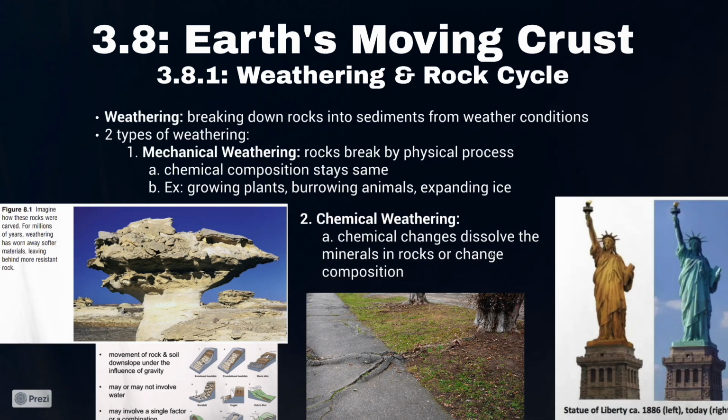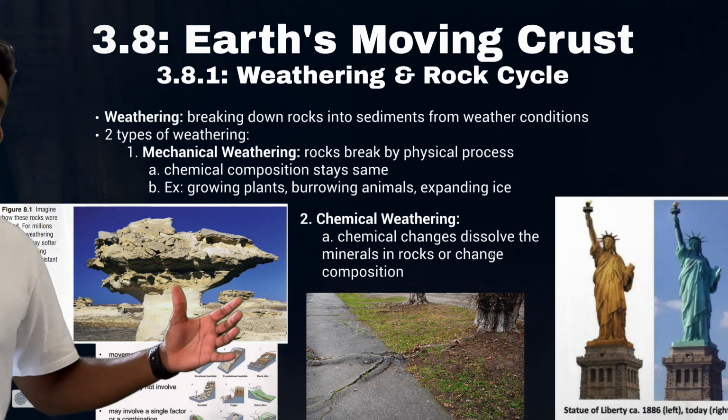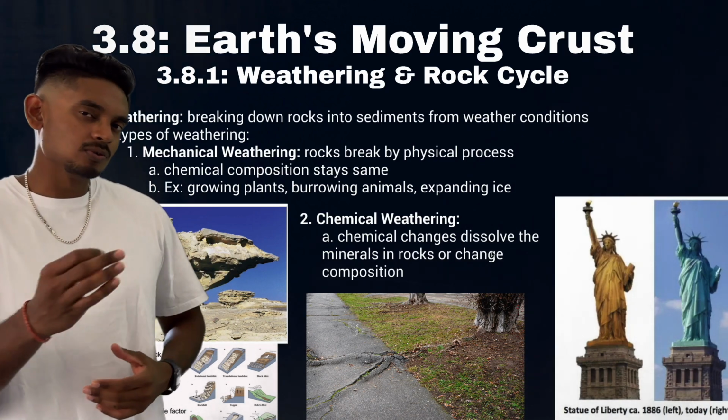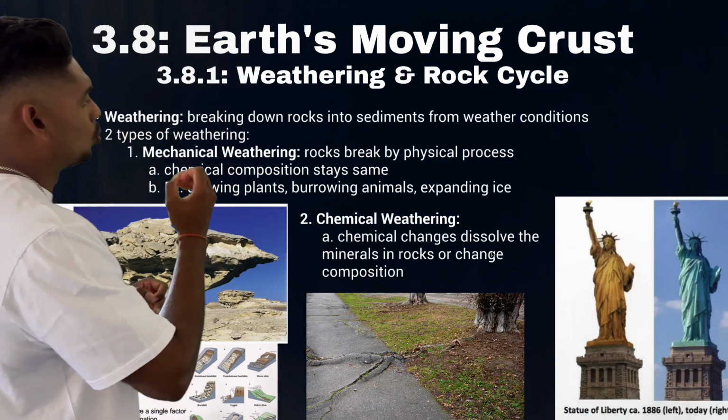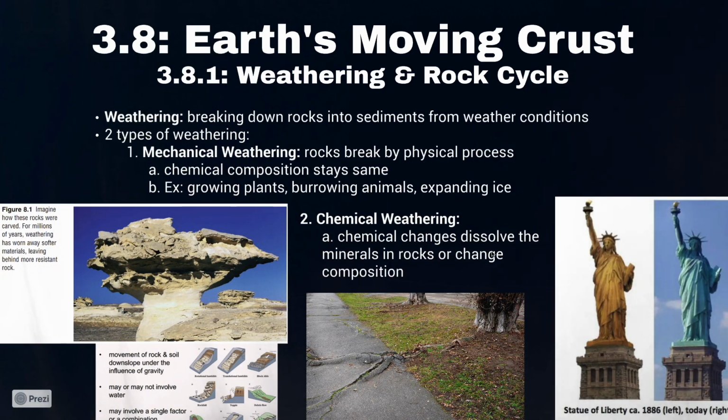3.8.1, which is all about weathering and the rock cycle. So what is weathering? Weathering is the breaking down of rocks into sediments. Okay, you recognize we talked about metamorphic, we talked about sediment. How do you get to sediment is through weathering. Two types of weathering occur, mechanical and chemical.